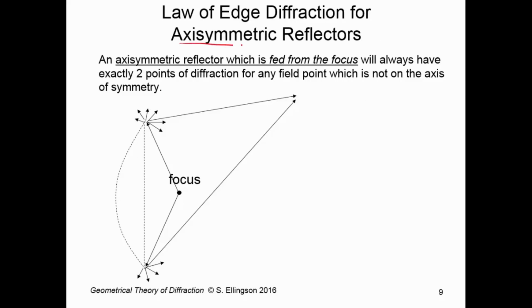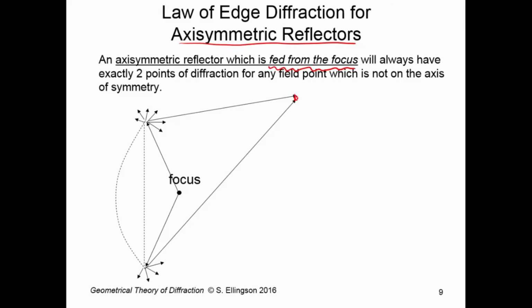What about axisymmetric reflectors specifically? An axisymmetric reflector being a reflector which is circular and has rotational symmetry around the axis. Well, for an axisymmetric reflector which is fed from the focus, and this is important, it's fed from the focus, we'll always have exactly 2 points of diffraction for any field point which is not on the axis of symmetry.